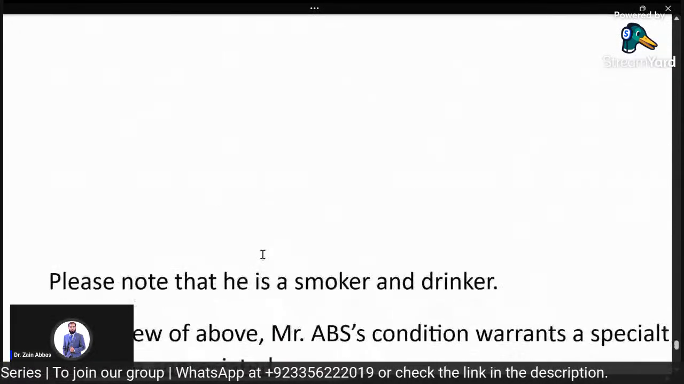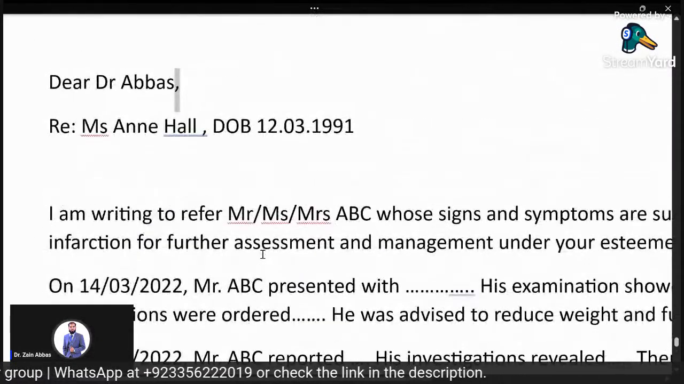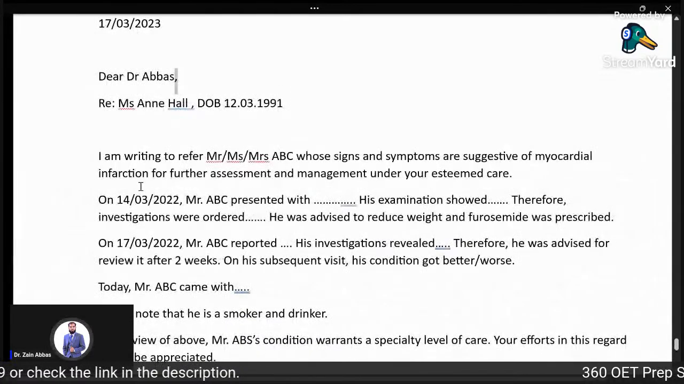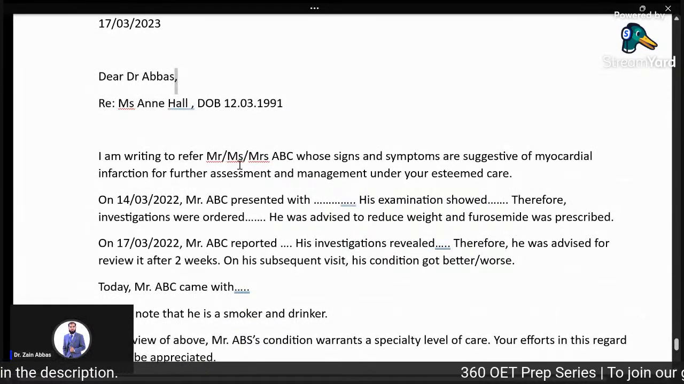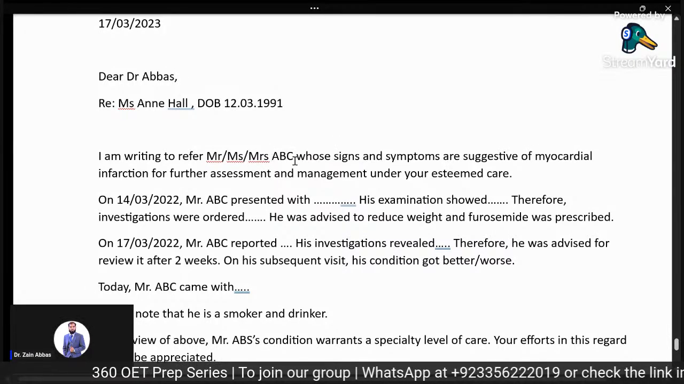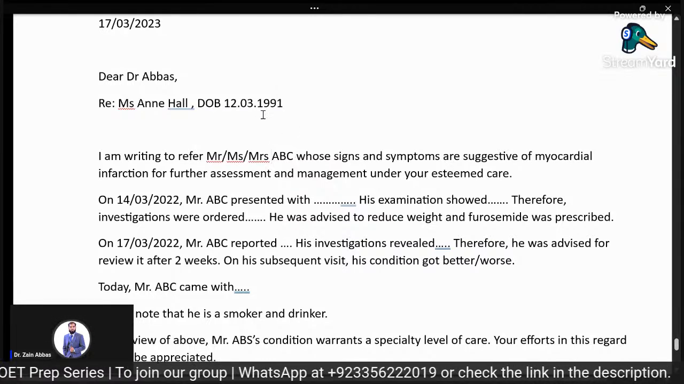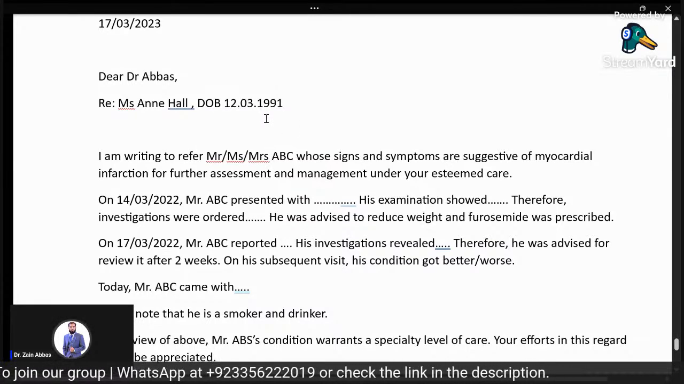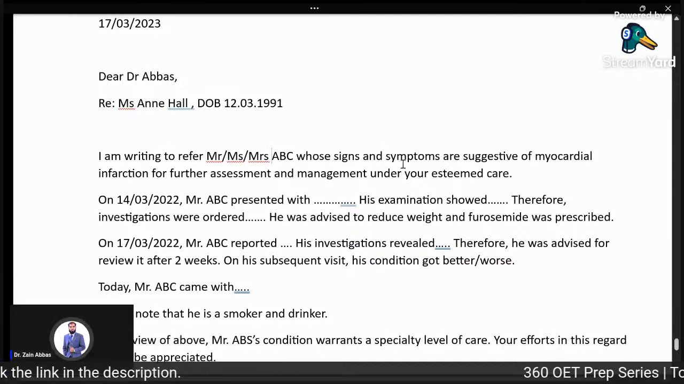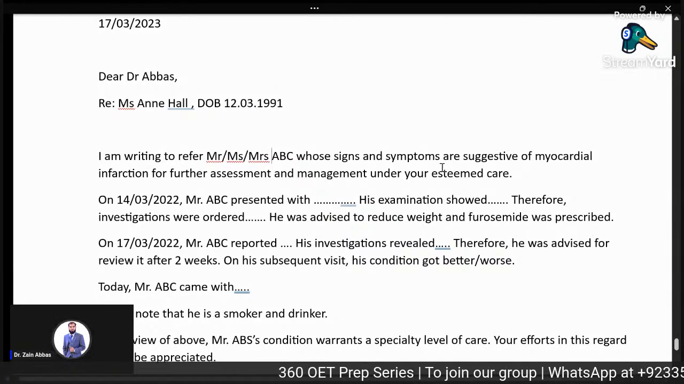And next is the opening sentence. I have some opening sentences and introduction of all that I'm writing to refer Miss, Mr. or Miss, whatever the patient's name. You should write the last name of the patient here, Miss. And next you will write 25-year-old teacher, or you can write 25-year-old woman whose signs and symptoms are suggestive of myocardial infarction for further assessment and management under your esteemed care.